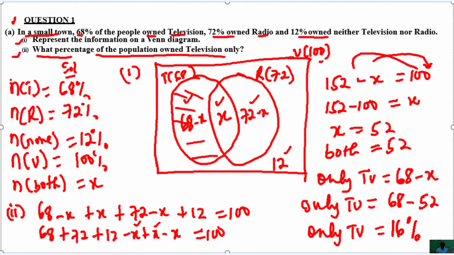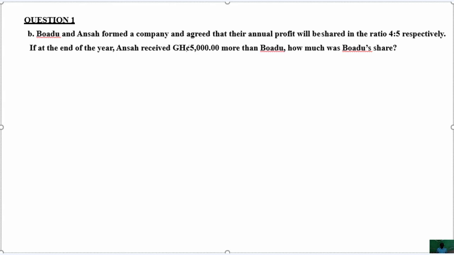Let's continue. So let's solve the question 1B. Question 1B is saying that Buadu and Ansa formed a company and agreed that their annual profits will be shared in the ratio 4:5 respectively. If at the end of the year Ansa received 5,000 more than Buadu, how much was Buadu's share?